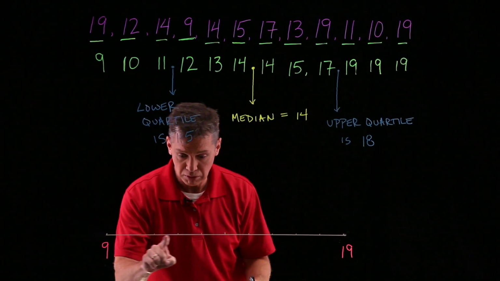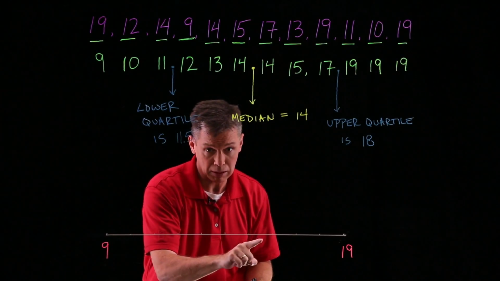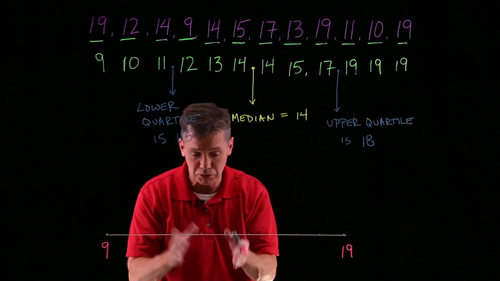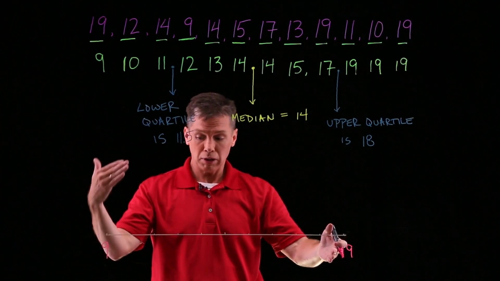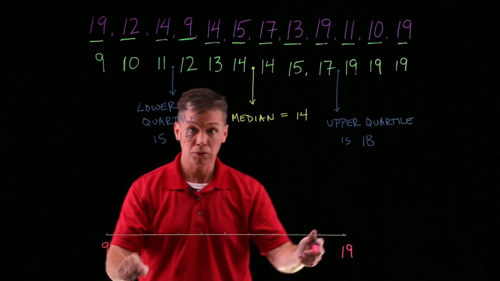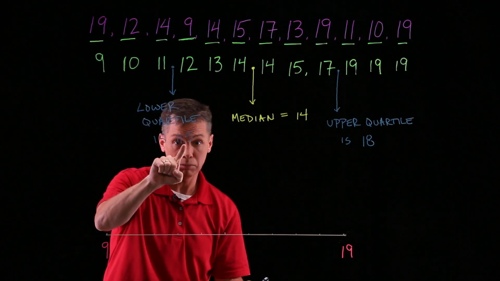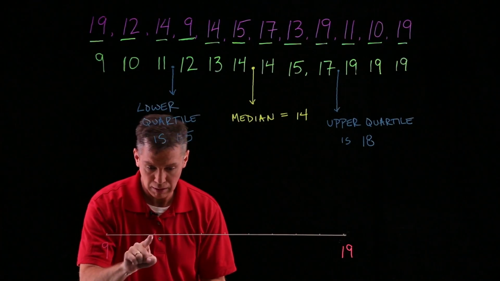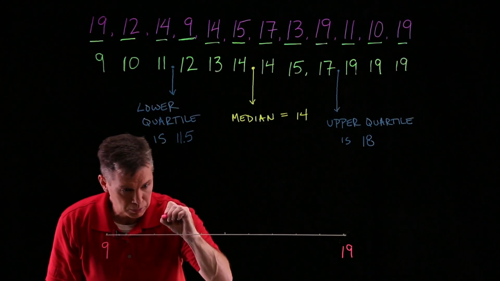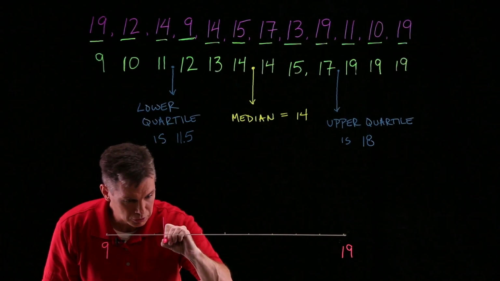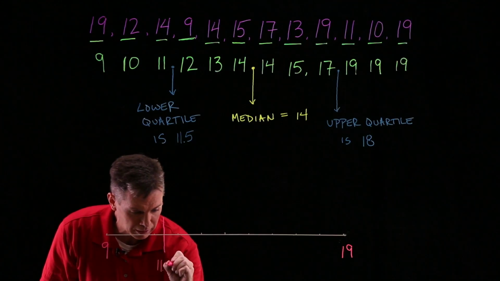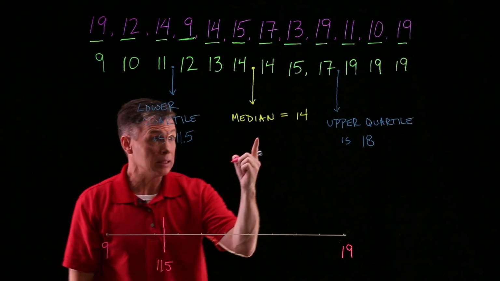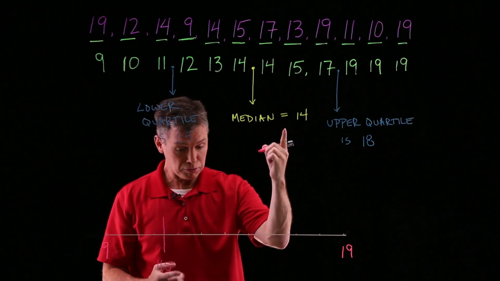I've got a few tick marks here. I've already measured them ahead of time. You can't just haphazardly throw these tick marks in here. Make sure it's proportional. Then put in your quartiles and your median. My lower quartile is 11.5. Here's 9, 10, 11. Here's my 11.5. I actually draw it as a little vertical segment.